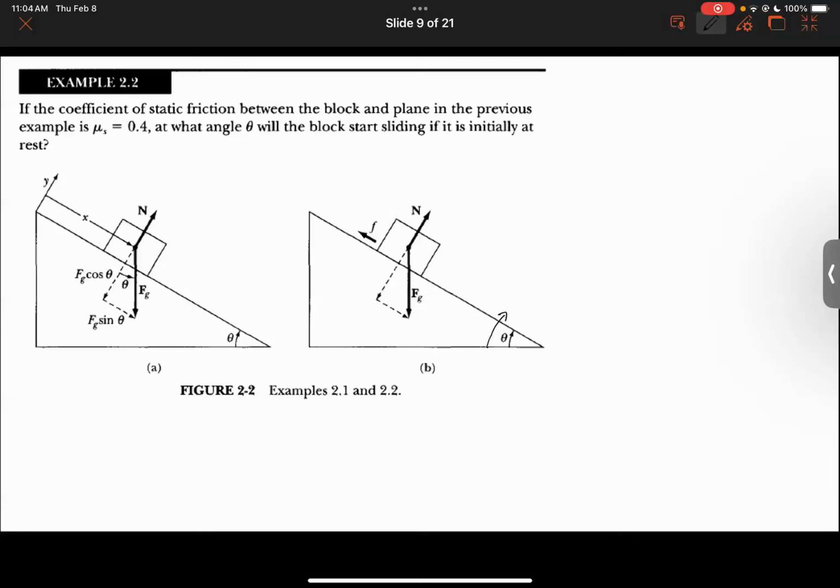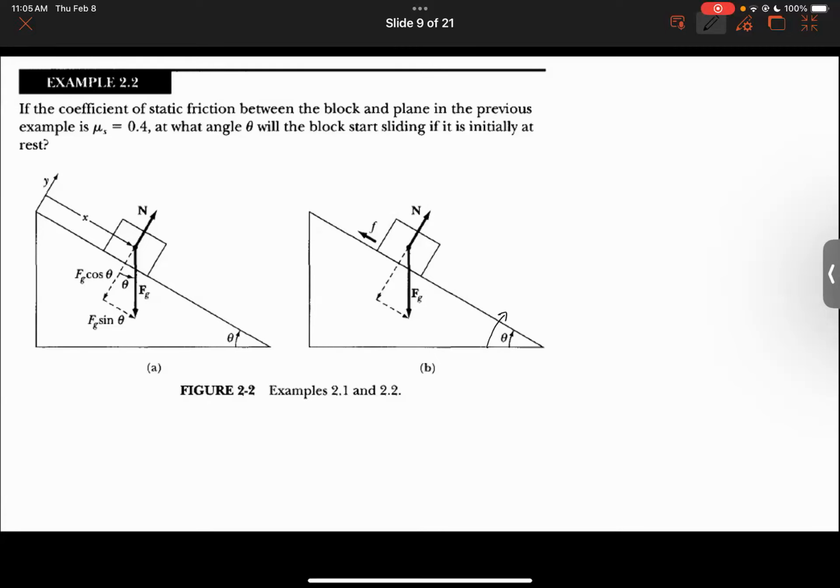Kasi below that angle, doon dominant yung coefficient of static friction. Doon dominant yung static frictional force. Pero above that angle, mas malakas na yung gravitational force. So kaya niya nang i-overcome yung static frictional force at nagsislide down na yung block at yung friction between the block and the surface ay nagiging kinetic frictional force na.